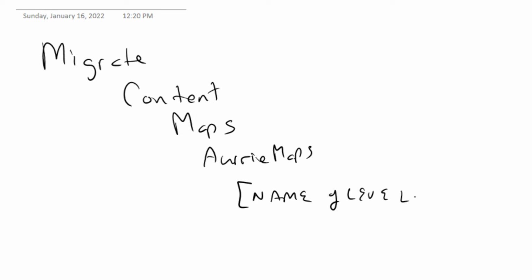Alrighty, so roughly the file structure or folder structure we want for Moose. One of the key things for migrate is that we have the same idea of the content, maps, ORI maps, and then the name of the level. This is going to make it easier for moving things around.